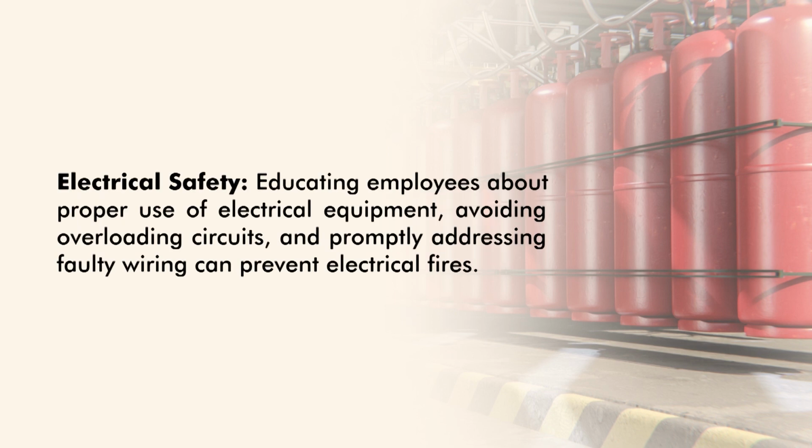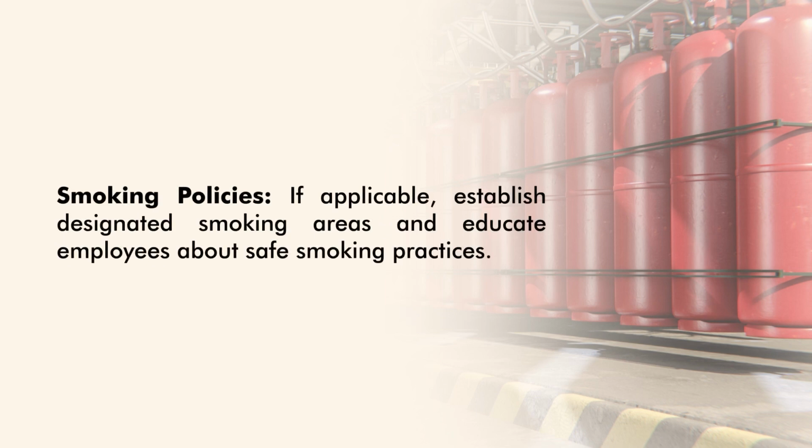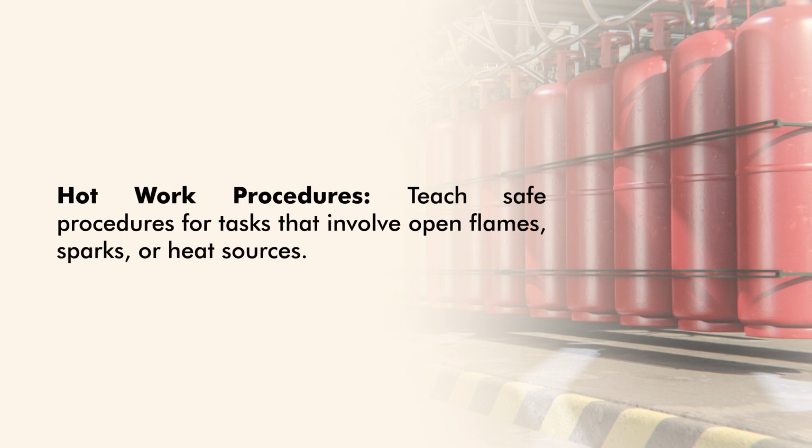Next one is electrical safety, which means educating employees on the proper use of electrical equipment, avoiding overloading circuits, and promptly addressing faulty wiring, which can prevent electrical fires. Next one is smoking policy. If applicable, establish designated smoking areas and educate employees about safe smoking practices. Next one is hot work procedures, which means teaching safe procedures for tasks that involve open flames, sparks, and heat sources.